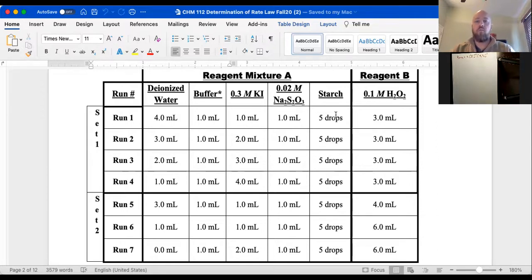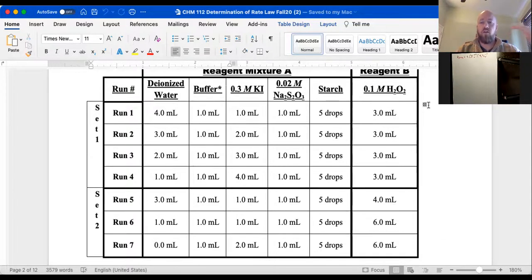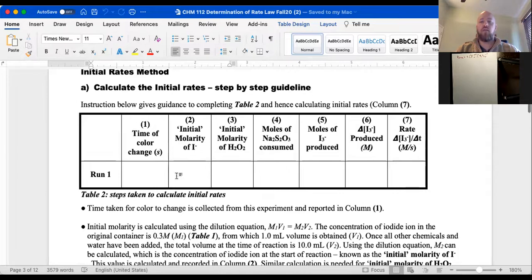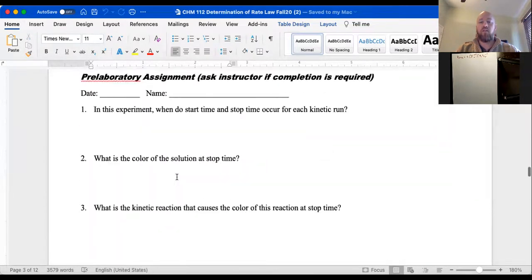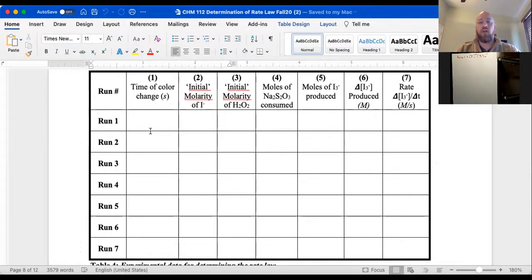Essentially we would have mixed the solution up, given it a mix, and then started the timer on the reaction. The data being collected here was the time for each run. So the data table that you were collecting from the experiment was something like this, where we had the time of every experiment. We need to know the concentrations of the initial components: the concentration of the sodium thiosulfate, the moles of the iodine produced, its concentration, and then its rate. The experiment walks you through how to do each one of these.